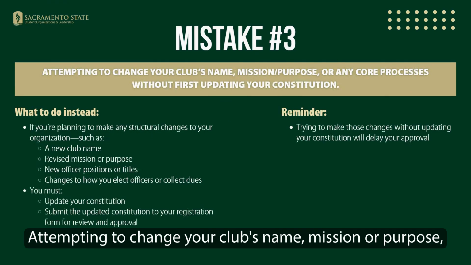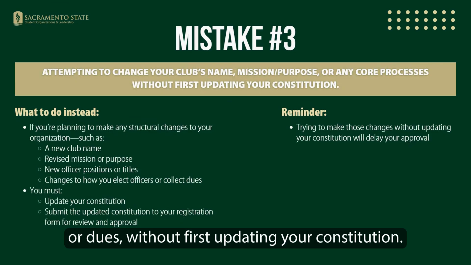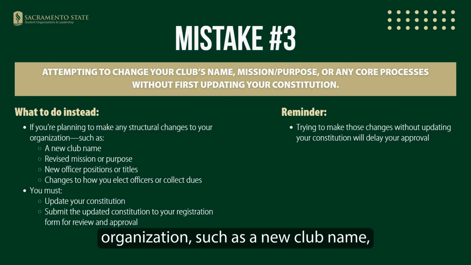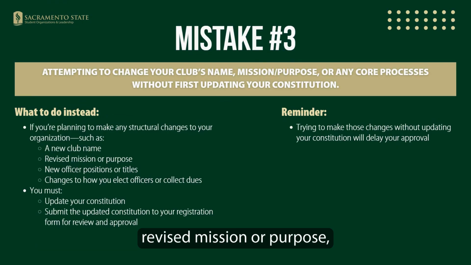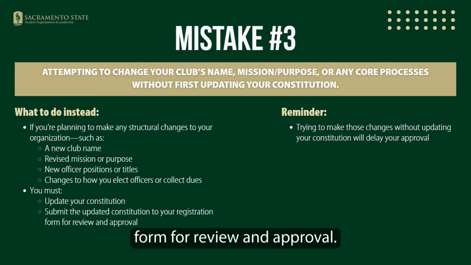Mistake number three: attempting to change your club's name, mission or purpose, or any core processes like elections, officer roles, or dues without first updating your constitution. What to do instead? If you're planning to make any structural changes to your organization, such as a new club name, revised mission or purpose, new officer positions or titles, or changes to how you elect officers or collect dues, you must update your constitution and submit the updated constitution to your registration form for review and approval.